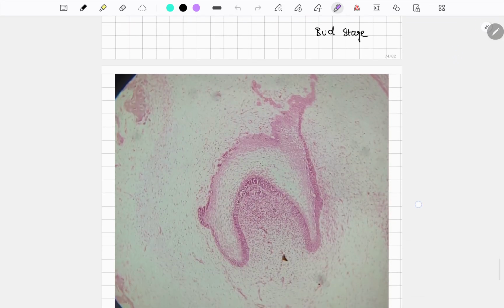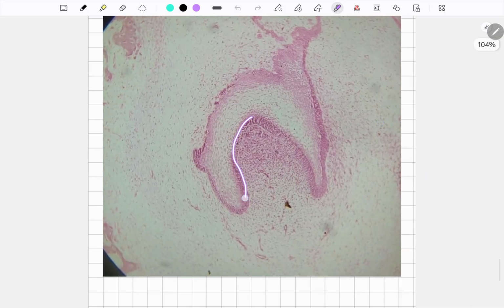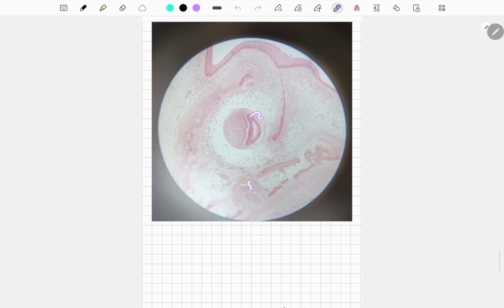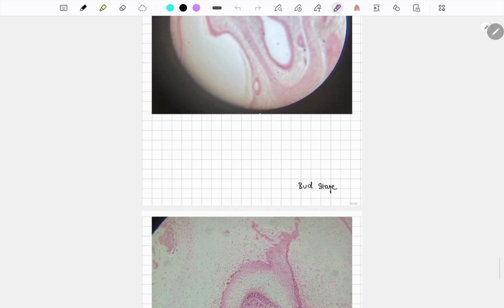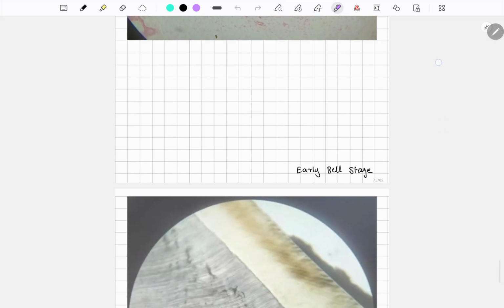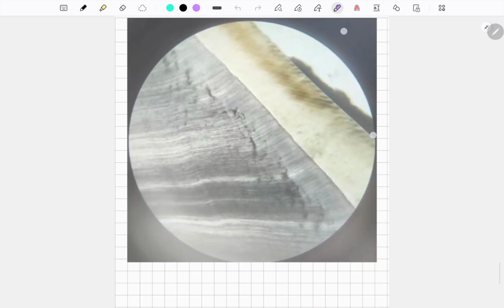Moving on to next, this is bell stage. As you can see, this is bell shape and there was difference in cap stage. See, this is the cap stage where shape is resembling like a cap, whereas this is a bell stage. You can see properly that it is showing a bell stage. Moving on to next, this slide shows interglobular dentine. As you can see, there are hypomineralized structures present. This is interglobular dentine.